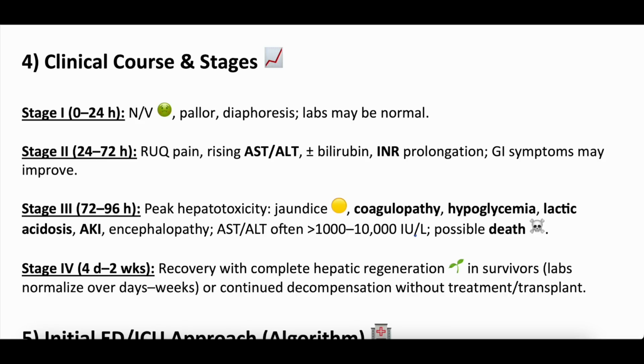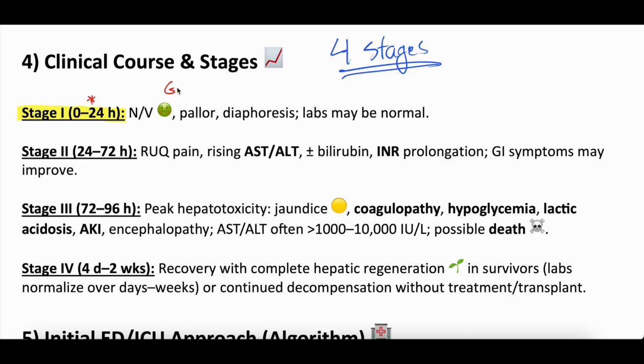We talked about the normal metabolic pathways, but what are we actually seeing clinically? What are we seeing at the bedside? How does this progress? What are patients experiencing? Well, there are 4 stages of acetaminophen toxicity, and this is really important, and you will see this. Stage 1 is 0 to 24 hours, so pretty much day 1.